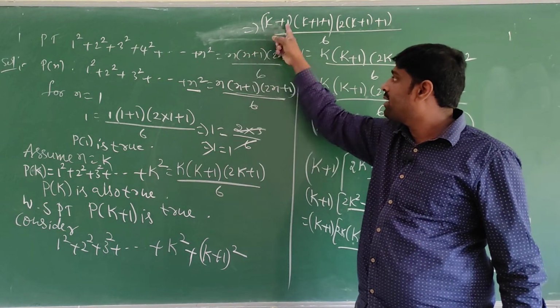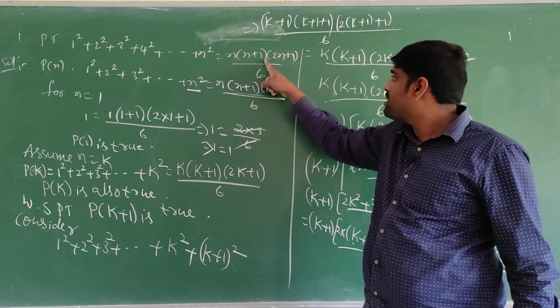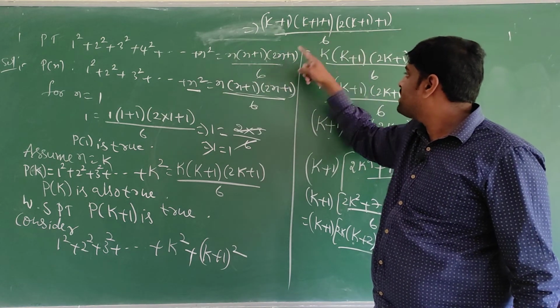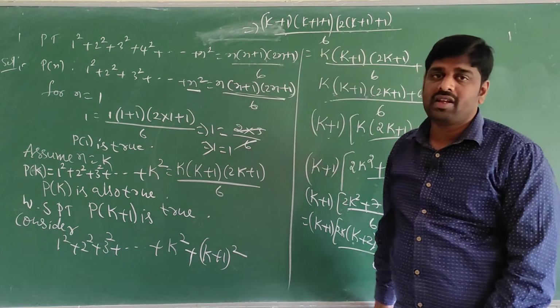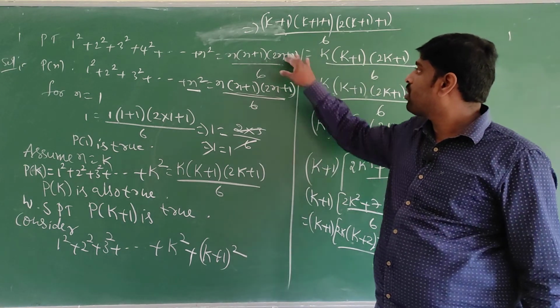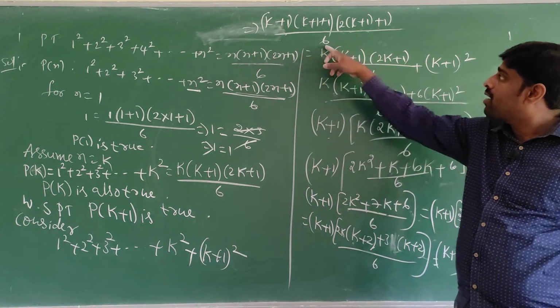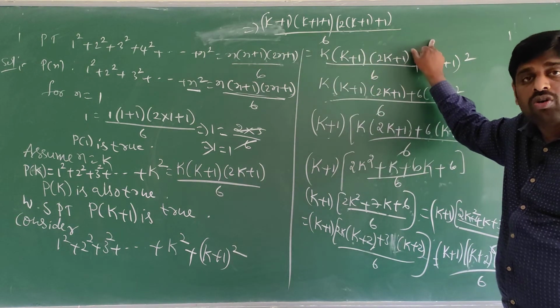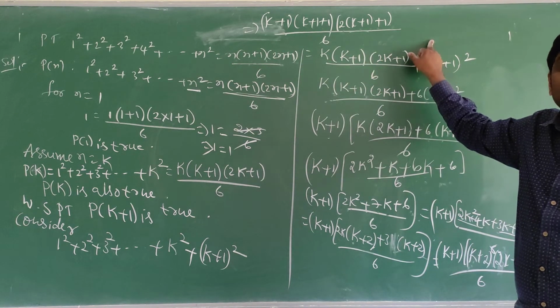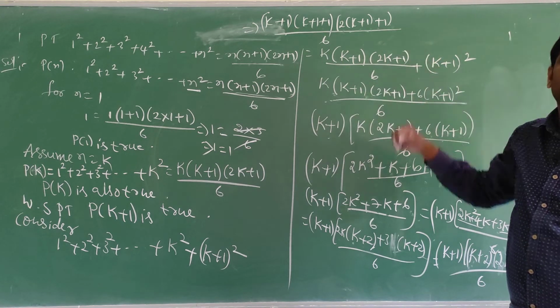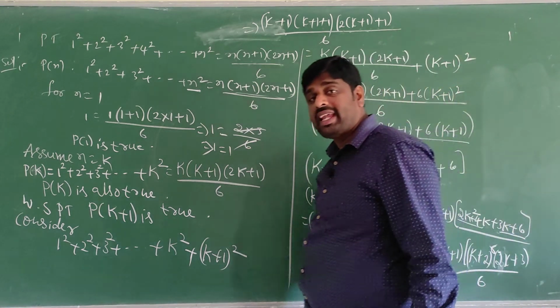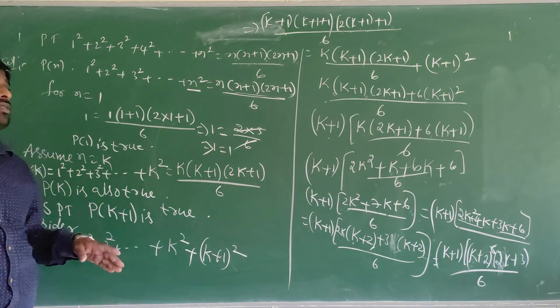And again, wherever n is there I put k plus 1. Observe here n is there, k plus 1, here n is there, k plus 1, here 2 as it is, n is there, k plus 1, divided by 6. Therefore, P of k plus 1 is true by PMI, hence by PMI P of n is true for all natural numbers, okay.